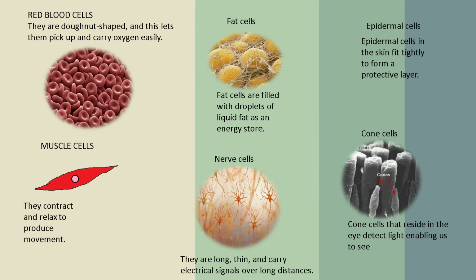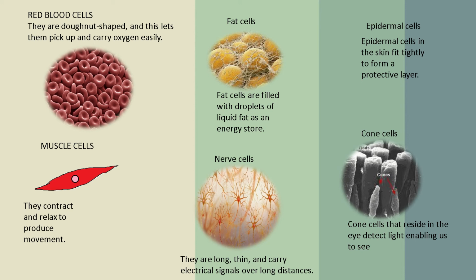First, let's start with red blood cells. They are donut shaped and this lets them pick up and carry oxygen easily. You see, red blood cells are very important in the digestion and all. It plays a main role in the digestion and all. I'll come to that topic maybe next video or the next video. And then fat cells. Fat cells are filled with droplets of liquid fat as an energy store.